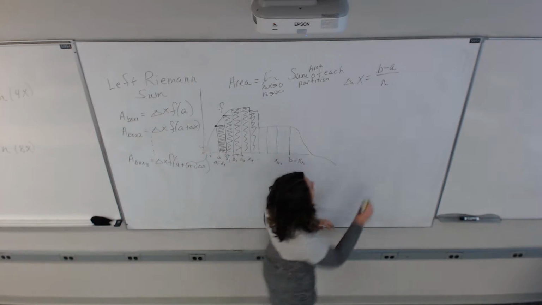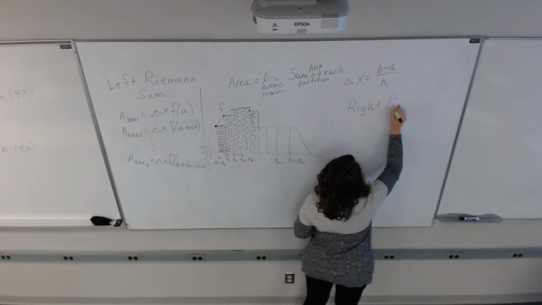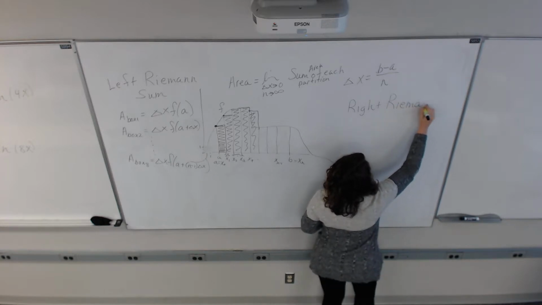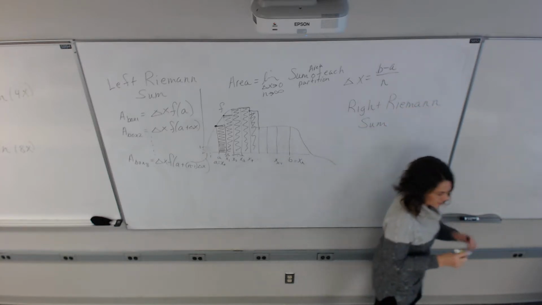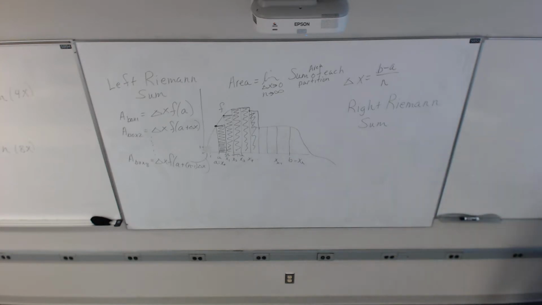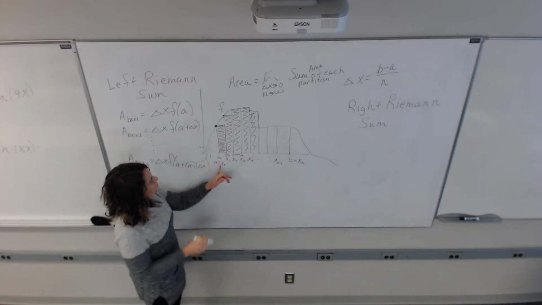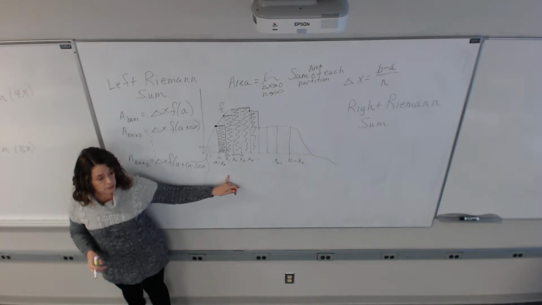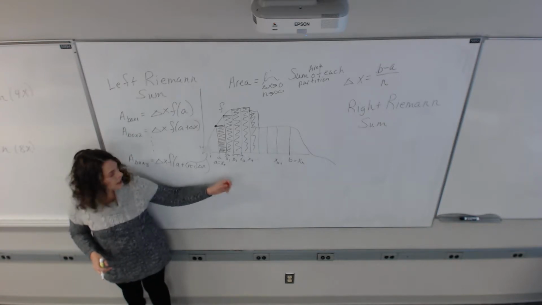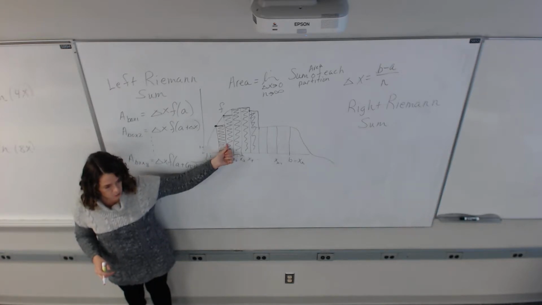Let's repeat the process, but let's use the right side instead. Can I do that? Sure. So if I'm going to use the right side, that means that I will not ever use x sub 0 for the height of a box. What will I use instead? I'll use the right endpoint, which would be x sub 1.